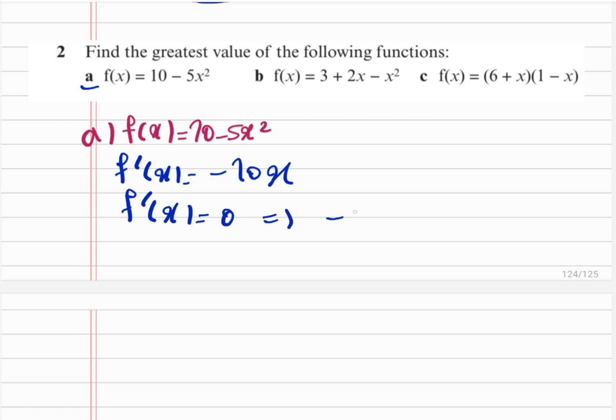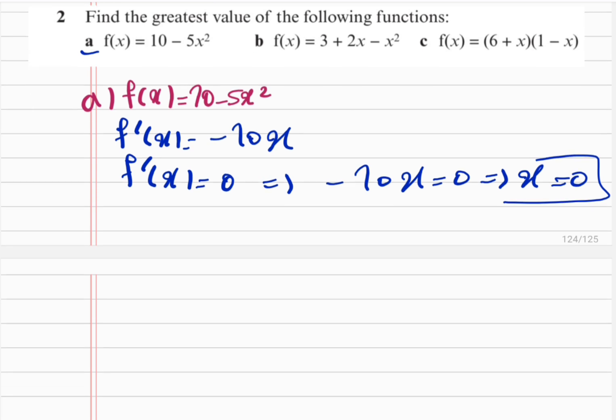equal to 0, which means x is just 0. Now this 0 is the x coordinate of the stationary point, but we want to find the greatest value of the function, so that means finding f of 0. f of 0 is simply equal to 10. And this is the greatest value of the function. Okay, so that's how we can find the greatest value of the function.